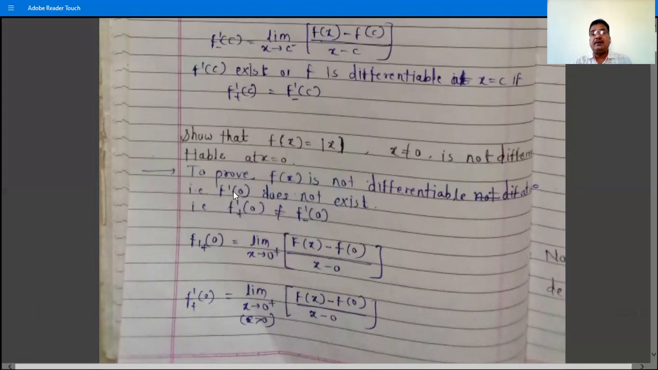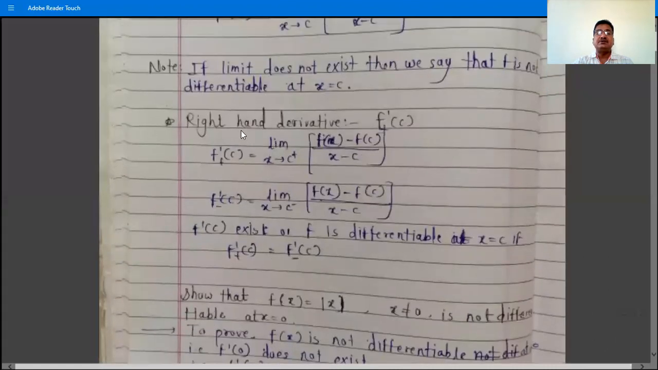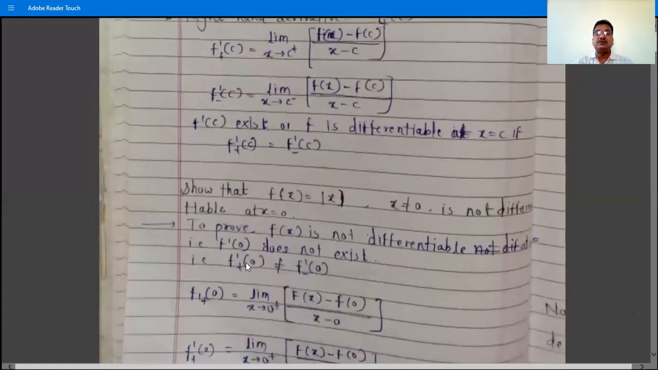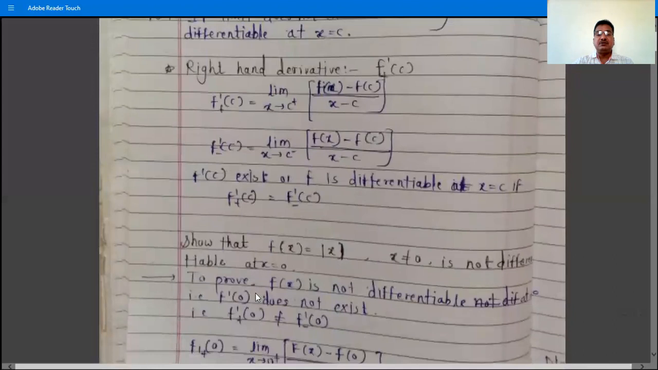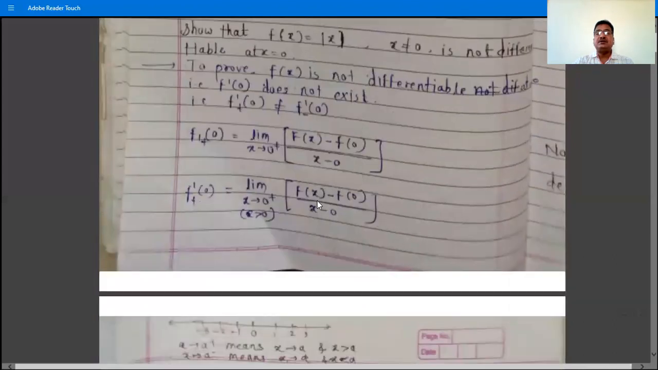So we have to show f dash 0 plus is not equal to f dash 0 minus. And what is f dash 0 plus? By using this definition, f dash 0 plus is the limit as x tends to 0 plus of f of x minus f of 0, because c is now 0, divided by x minus 0. This is f dash 0 plus.